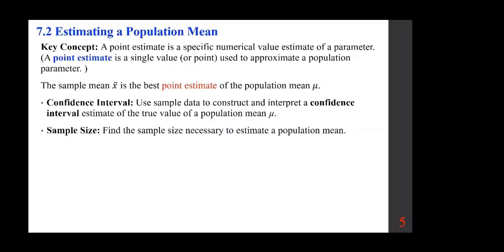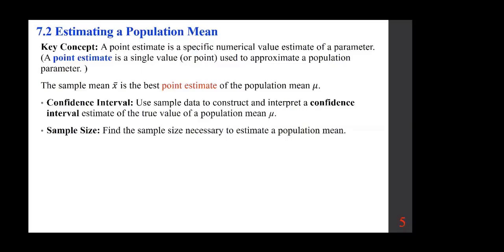We are dealing with estimating parameters and determining sample sizes. Now we're going to look at the same concept. A point estimate is a specific numerical value estimate of a parameter, as was mentioned. The point estimate is a single value used to approximate a population parameter. In the case of mu, we use X bar. So the sample mean X bar is the best point estimate of the population mean mu.